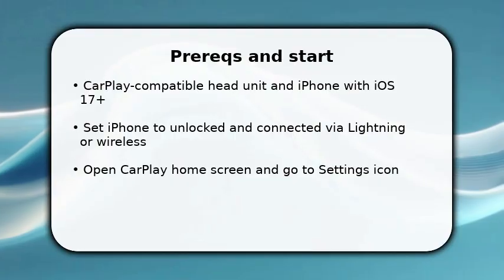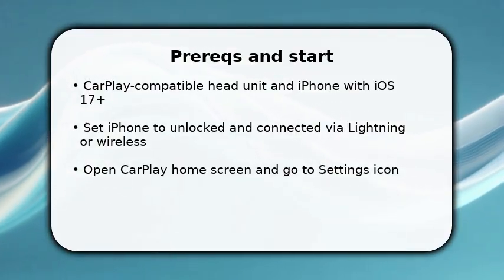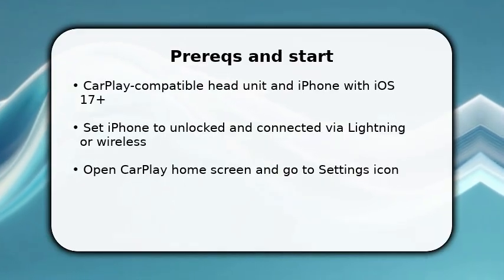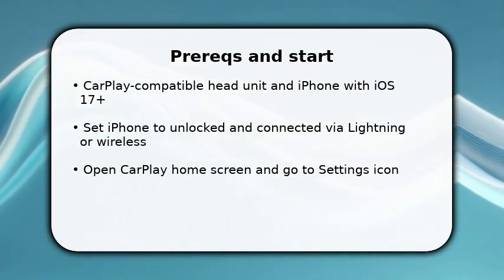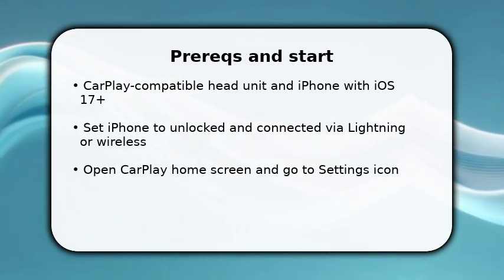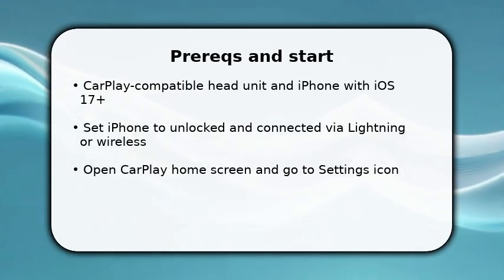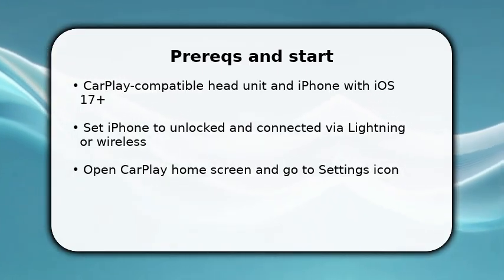You have the essentials: iPhone with iOS 17 or later and a compatible CarPlay receiver. Make sure your phone is unlocked and connected. Tap the Settings app on the CarPlay screen to access display options. Once in Settings, look for Wallpaper or Customize Appearance. This is the only official path to change the background image.